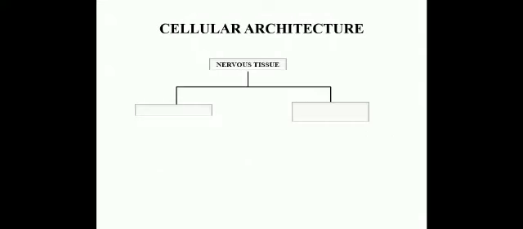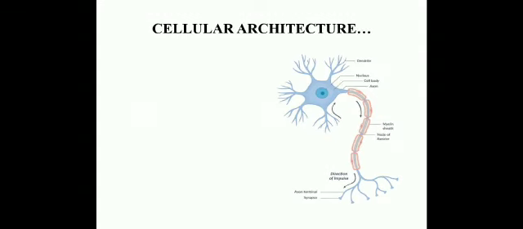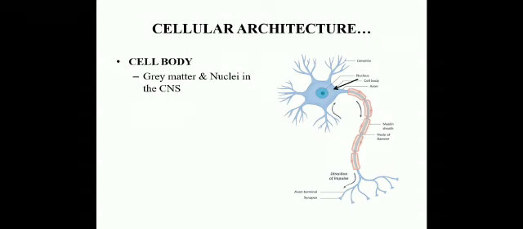So, the nervous tissue has nerve cells, or neurons, and neuroglial cells, which are the supportive cells. The neuron has the cell body, the dendrites and the axon. The cell body forms the grey matter and the nuclei in the central nervous system and ganglia in the peripheral nervous system. The cell processes are of two types.